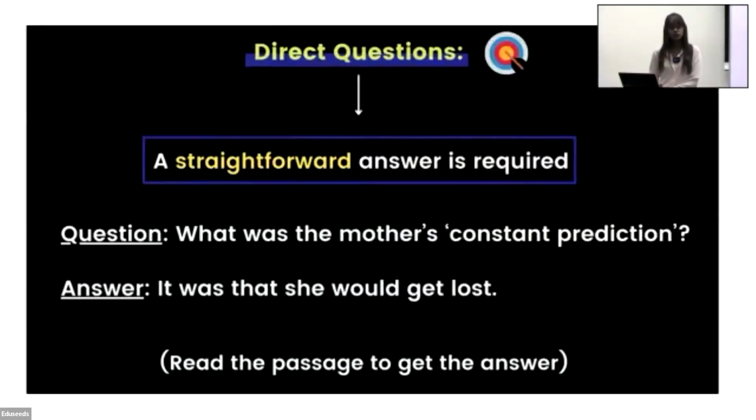We have direct questions. A direct question is where a straightforward answer is required. For example, what was the mother's constant prediction? It was that she would get lost. All these answers are very direct in the insert. You just have to read and understand what they want, and write the answer. So this is a direct question, very easy to score.